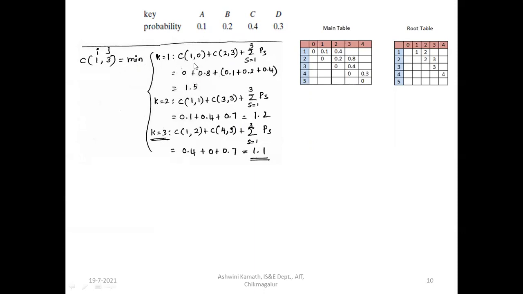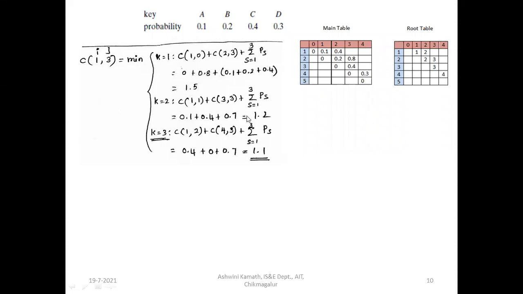When K is equal to 1, C(1,0) plus C(2,3) plus the summation of PS for S equal to 1, 2, 3. So add the first three values 0.1, 0.2 and 0.4, which is equal to 0.7. Add this with 0.8. 0.8 plus 0.7, which is equal to 1.5. This is when K is equal to 1.